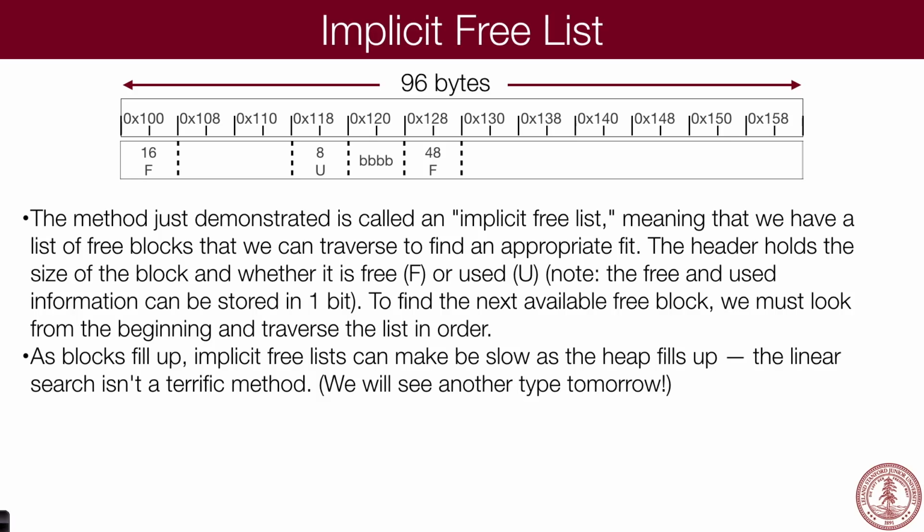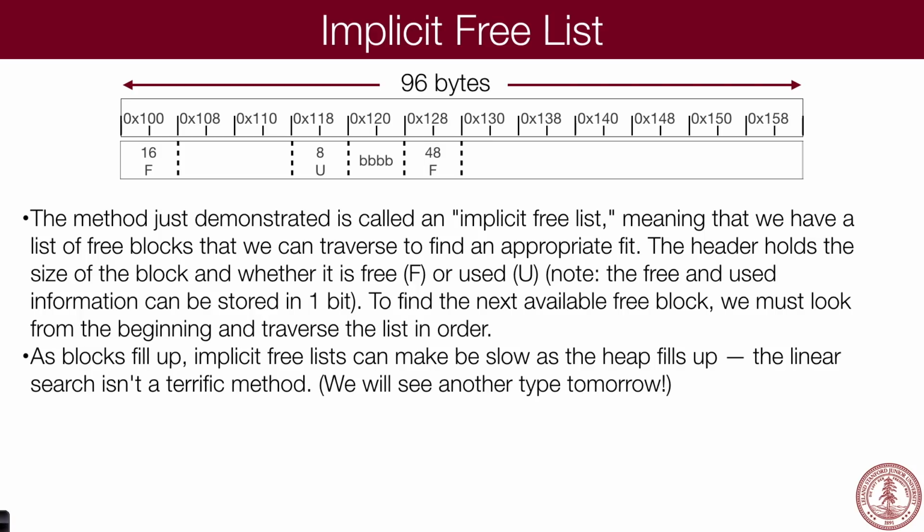What I'm about to describe is what we call an implicit free list. It's not really a list, but it's demonstrated this way: we have a list of free blocks, and we can traverse it to actually look for them.